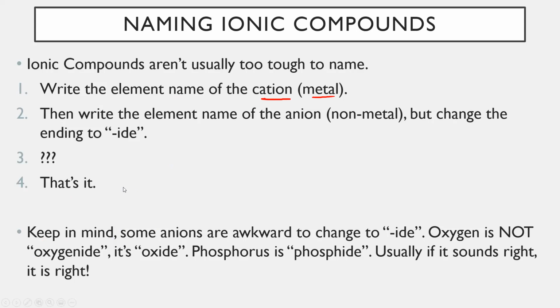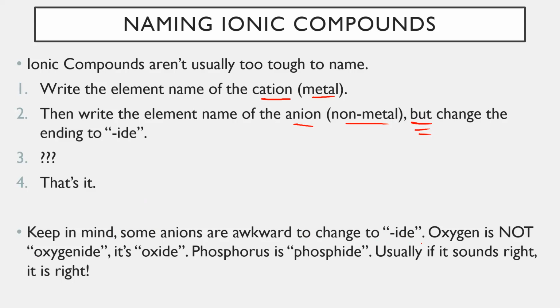So list the element name of the cation, the metal, then write the element name of the anion, in other words, the nonmetal, but change the ending of that nonmetal to "-ide". All of these compounds, they always have to end with "-ide". If it doesn't end with "-ide", it's not a compound, right? That's it. That's all you got to do. Really, it's just a 2-step thing, believe me, right? So write the name of the metal and then write the name of the nonmetal, but change the ending to "-ide".